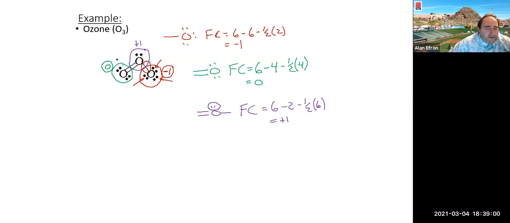Overall, this thing is neutral because in this arrangement, the oxygen on the left has a 0 charge. The oxygen in the middle is carrying a +1 charge, while the single bonded oxygen on the right is carrying a -1 charge, and that gives us 0 in this particular case. Any questions on that? How to calculate formal charge?